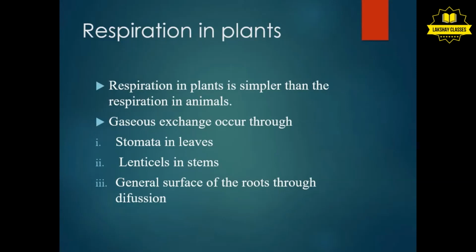During daytime their rate of respiration is less, but during night time their rate of respiration is higher. So they respire through stomata and through lenticels which are present in the stems, and in the roots they are respiring through the general process of diffusion. So these are the respiratory organs of the plants. Method of respiration is diffusion only, because diffusion is the only process by which plants can exchange gas.